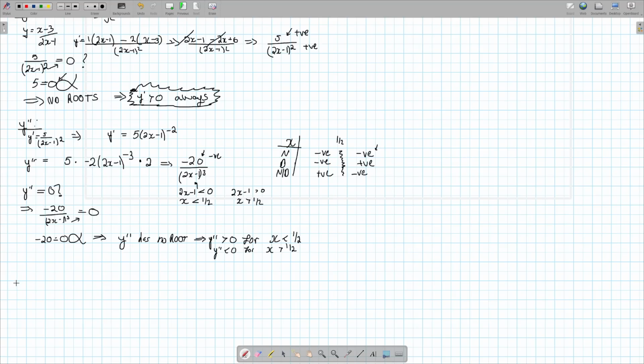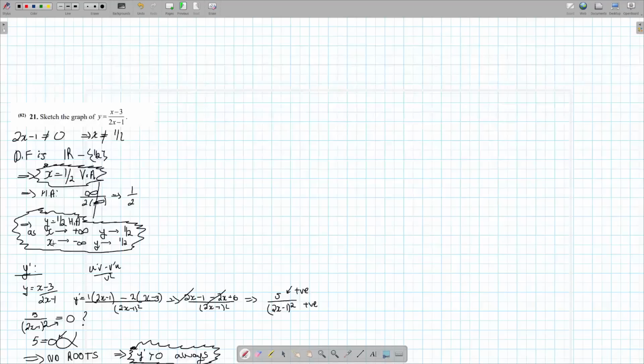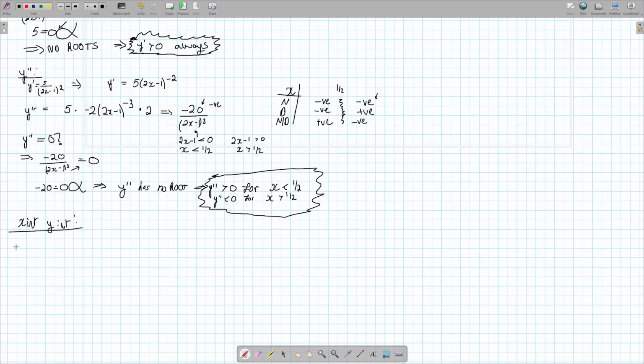Okay, let's see here. Now our x-intercept, y-intercept. I'm going to put a box around this. This is our last part. Our x-intercept is when the function equals 0. What's my original function? X minus 3 over 2x minus 1. We know that for it to be equal to 0, the numerator has to be equal to 0. So x minus 3 equals 0. That means x equals 3 is the x-intercept. What does that mean? 3, comma, 0.